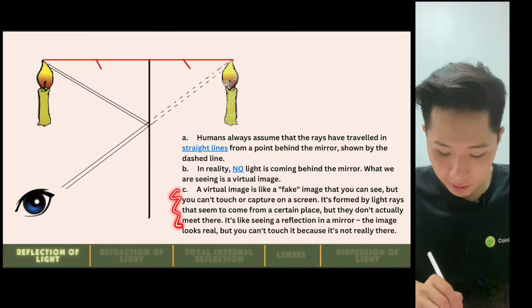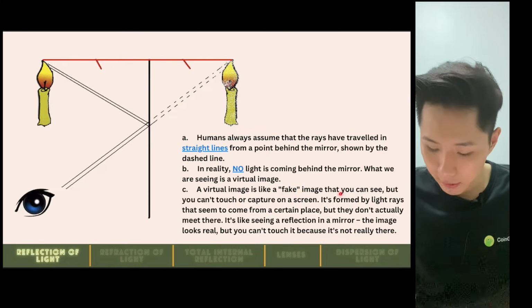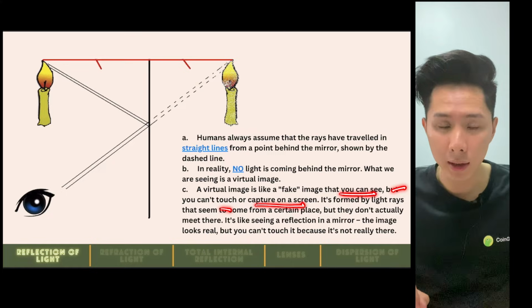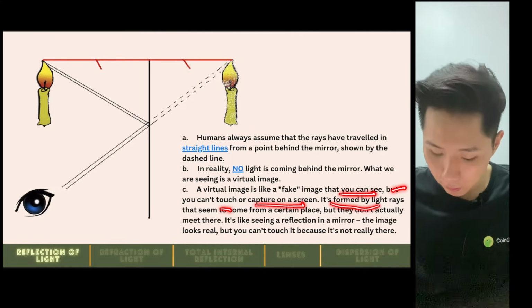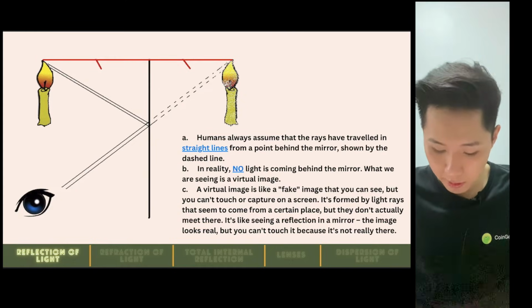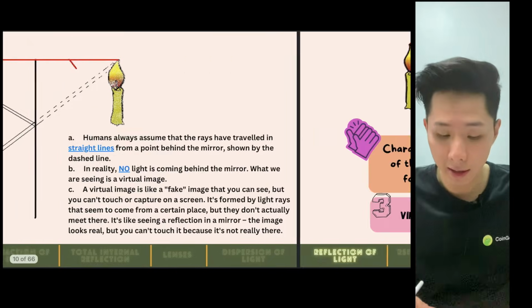So here is the definition I found online, which is pretty useful. A virtual image is a fake image that you can see, but you cannot touch or capture on a screen, like a projector. It is formed by light rays that seem to come from a certain place, but they don't actually meet there. It's like seeing a reflection in a mirror. The image looks real, but you can't touch it because it's not really there.